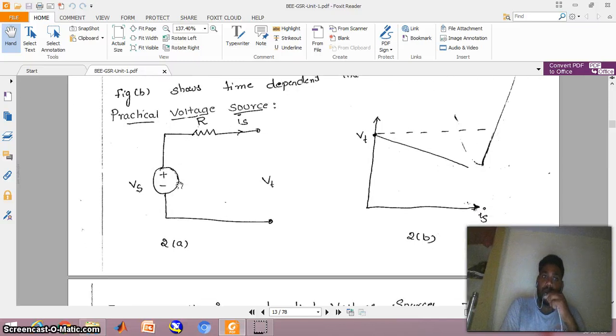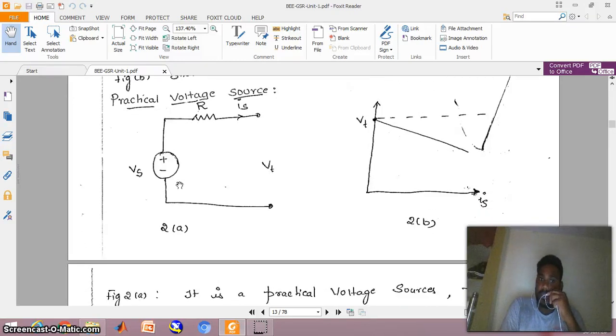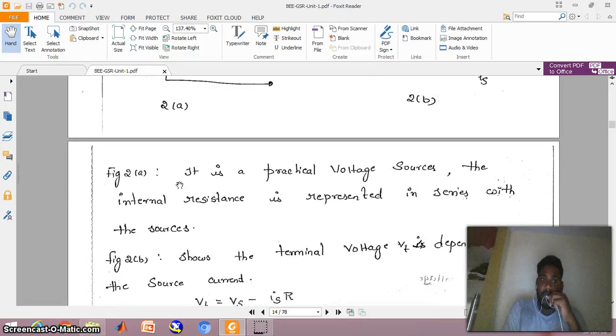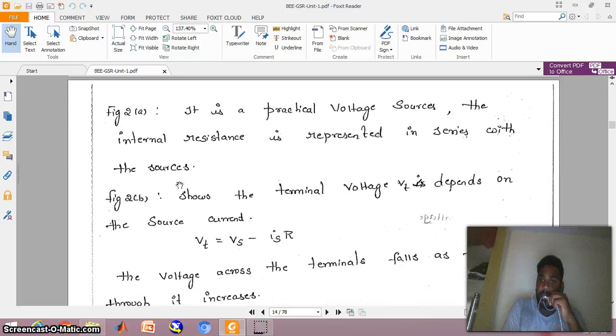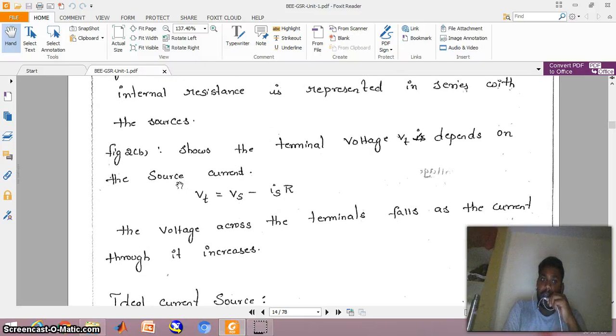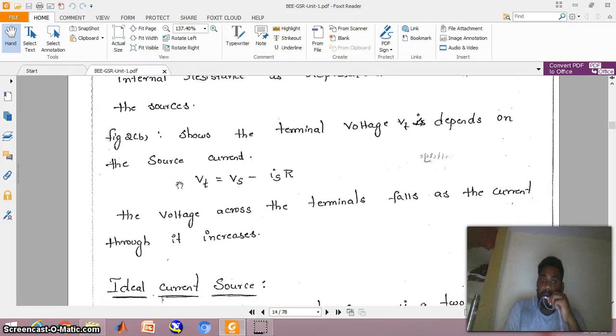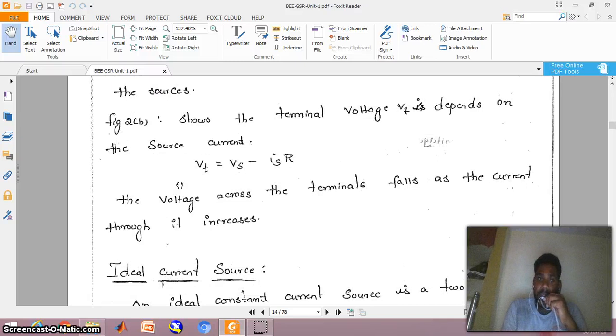Practical voltage source. Practical voltage source diagram. Here, in a practical voltage source, internal resistance is connected in series with the source. Figure 2a is a practical voltage source. The internal resistance is represented in series with the source. Figure 2b shows the terminal voltage Vt depends on the source current.